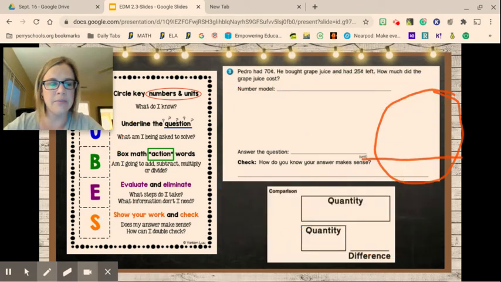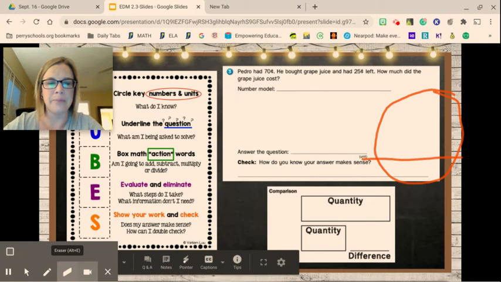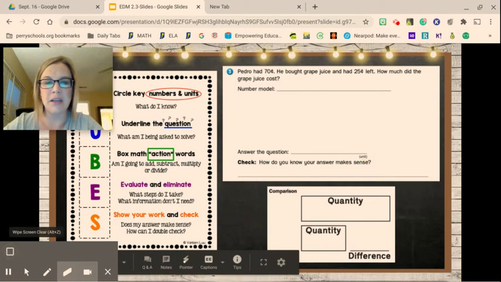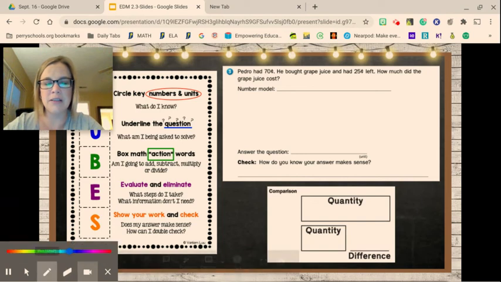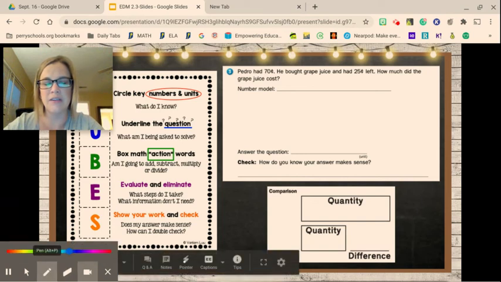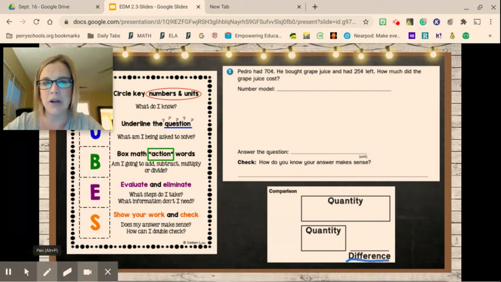Number 3 is another problem. This time I'm not using a start change box. I'm actually using a quantity difference. If I remember correctly, difference means to subtract. So I'm going to look at my number story and read it. Pedro has 70 cents. He bought grape juice and had 25 cents left. How much money did the grape juice cost?